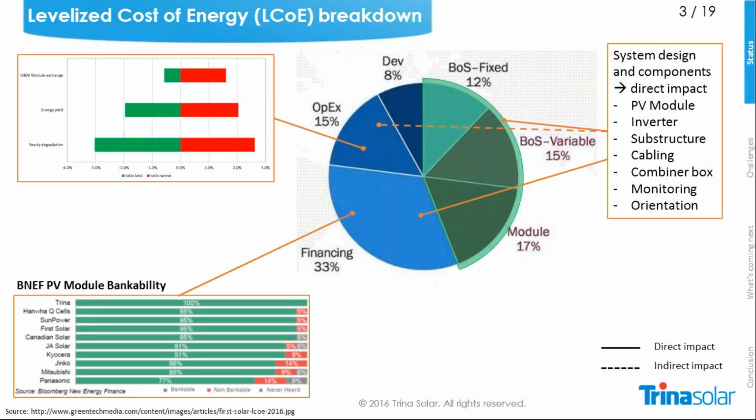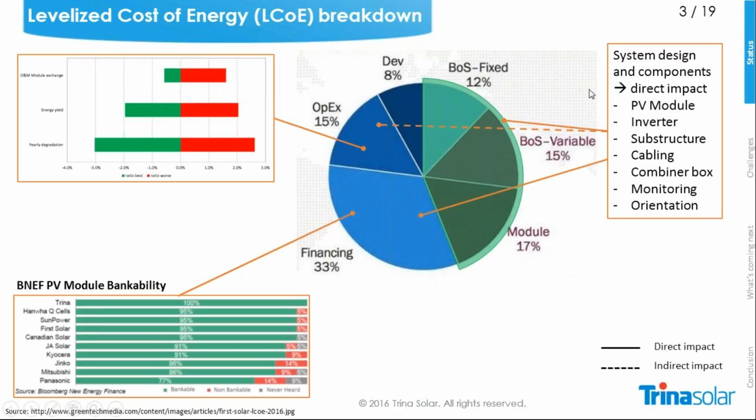Then we have on the other side DEV for development, project development, typical for utility scale projects. Then we have OPEX. OPEX is operation and maintenance cost. And then financing. Financing is the financing of the project, as I said, especially for utility scale. And you can see other direct and indirect impacts.